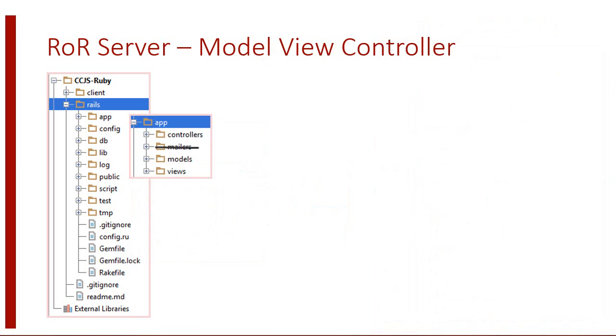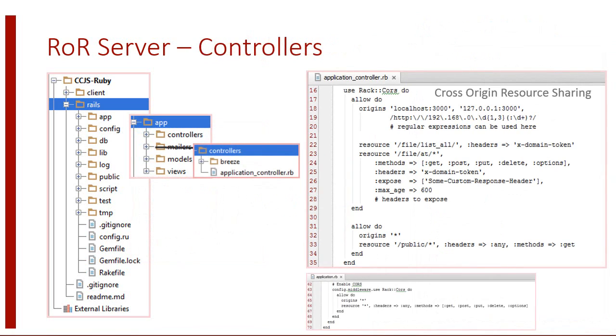Rails is a model view controller paradigm. So the app folder has controllers and models and views. Let's start with the controllers. There's one sort of overarching application controller, and then there's specific Breeze application controllers. Looking at this application controller, the most interesting thing about it is that portion of it that's dedicated to supporting CORS, the cross-origin resource sharing.